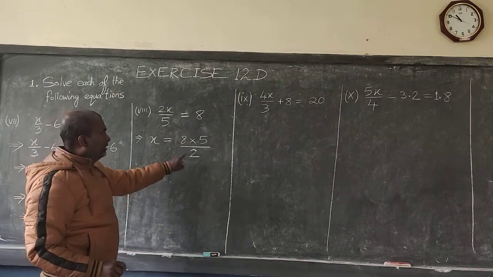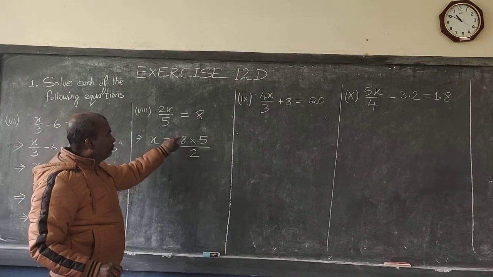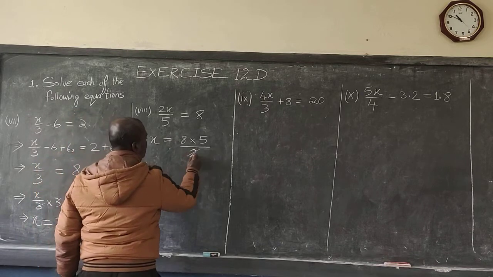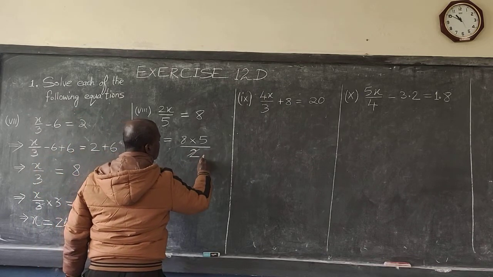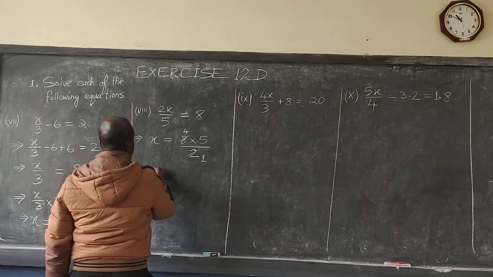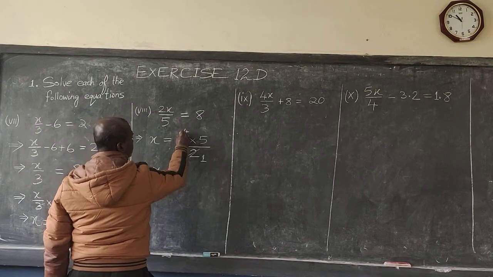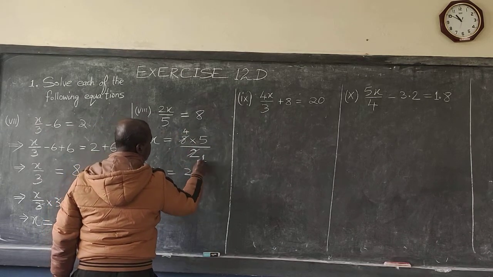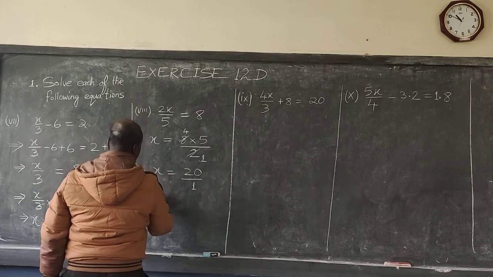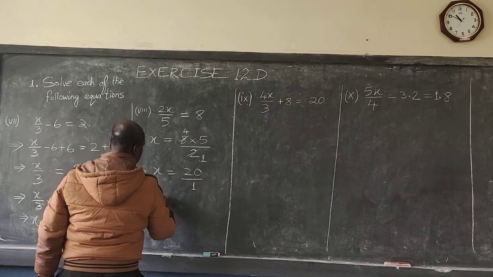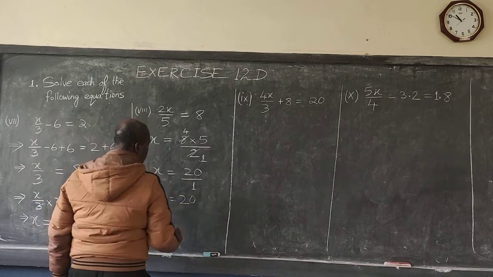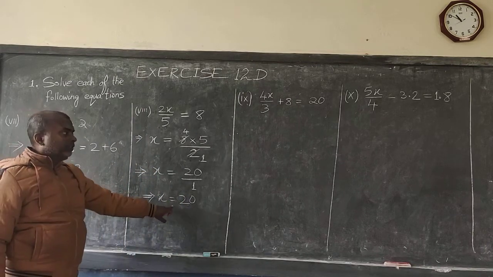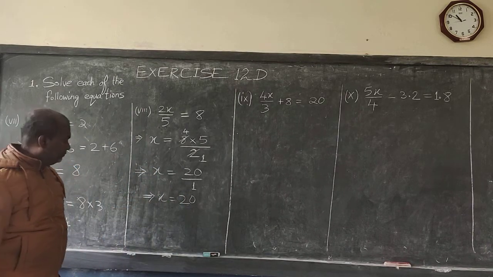So this is what we get. 8 into 5 divided by 2. We can cancel 2 and 4 with 2 stable. 2, 1 and 2. 2 4s are 8. So numerator what do you have? 4 into 5 is 20 divided by denominator there is 1. 20 divided by 1 is 20 only. So x value is 20. We have solved this equation.